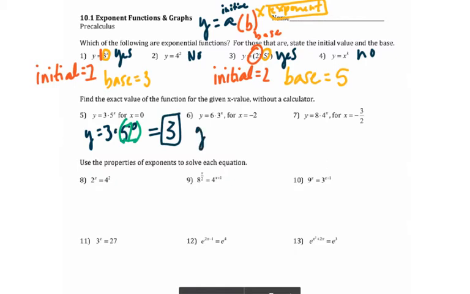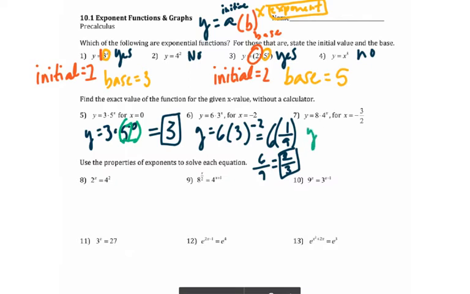So number 6, it says y equals 6 times 3 raised to the negative 2. 3 to the negative 2. 3 squared is 9. The negative puts it on the bottom of the fraction bar. So this is saying 6 times 1 over 9. 6 times 1 is 6, over 9 as my denominator. That reduces to 2 over 3. Okay, negative exponents turn into fractions. 3 squared is 9, so it's 1 over 9. Okay, 7 is a little crazy.